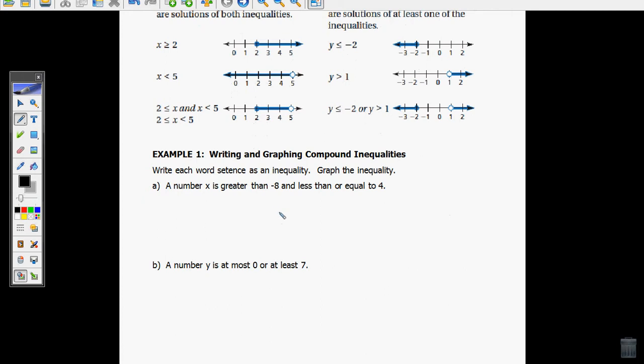So in example 1, we're basically going to translate some verbiage into a mathematical sentence. So a number x greater than negative 8, less than or equal to 4. Okay, let's see what we can do here. A number x, easy enough, is greater than negative 8 and less than or equal to 4.